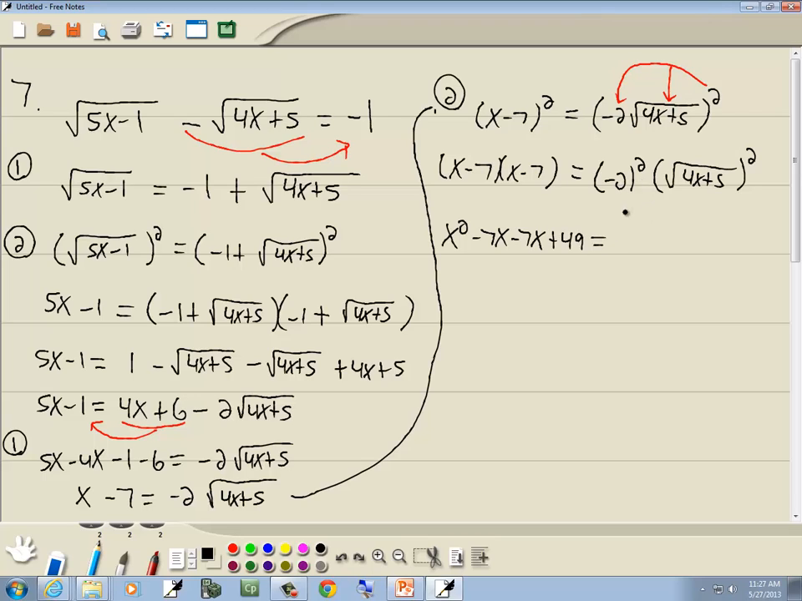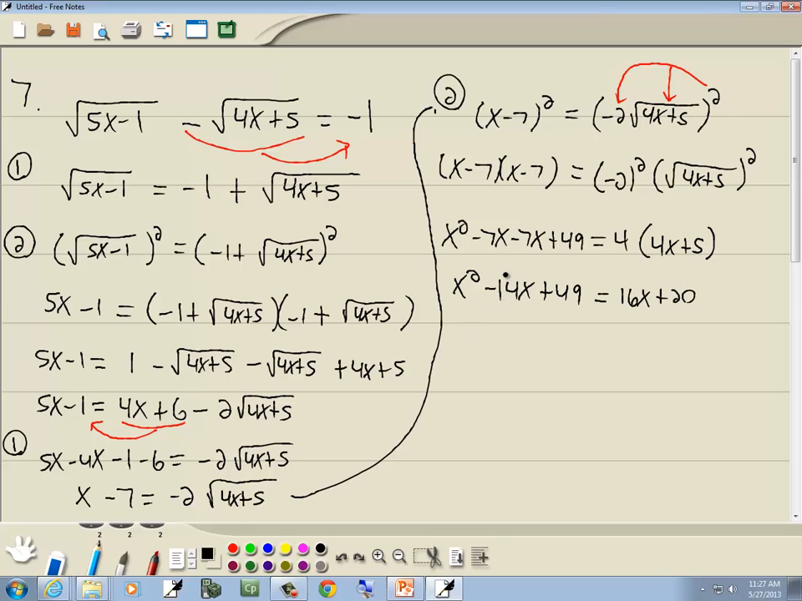On the right side, negative 2 squared is 4. And again, when the index matches the power, they cancel each other away. So we're left with 4x plus 5 inside of parentheses, because the 4 out in front has to be multiplied times everything inside. Combine together like terms. Negative 7x and negative 7x is negative 14x plus 49. And over on the right side, 4 times 4x is 16x. 4 times 5 is 20.